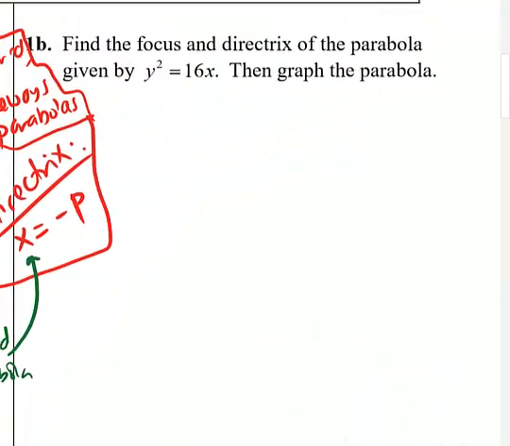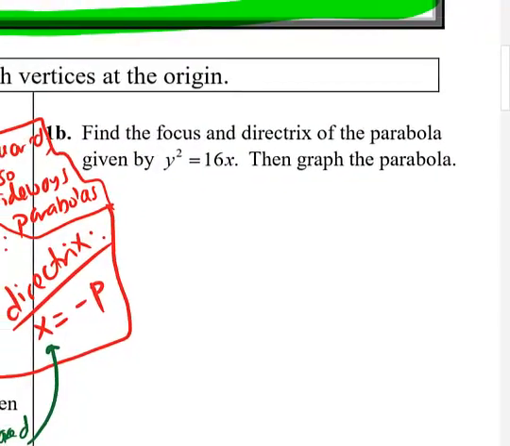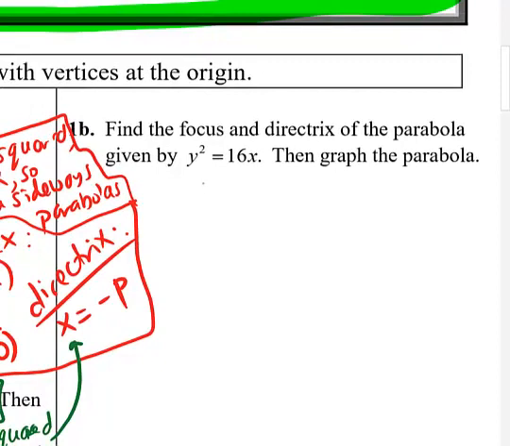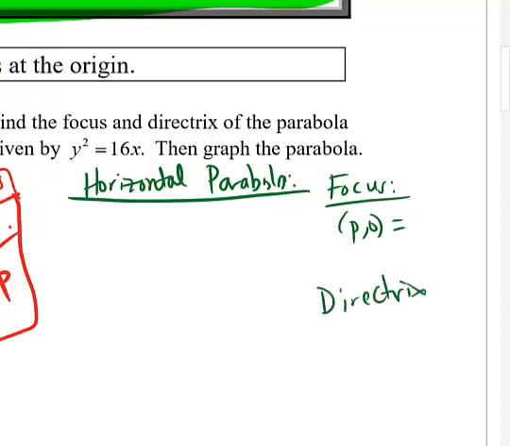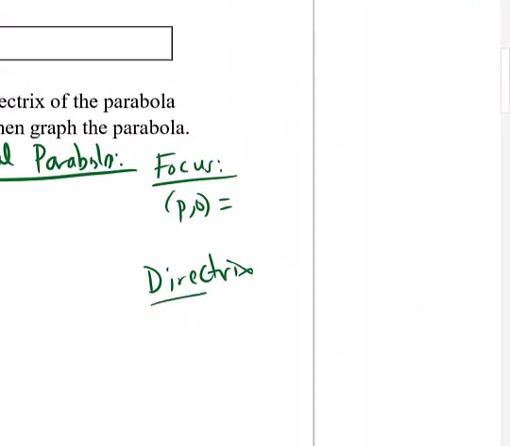Let's try this other one here. Find the focus and directrix of the parabola. So same kind of thing. This one's also a horizontal parabola because y is being squared, for the same reason. So we know that the focus is going to look like p comma 0. We'll figure out what p is. And then the directrix, which they also want, is going to look like the line x equals negative p.